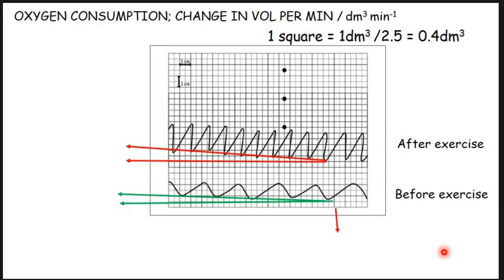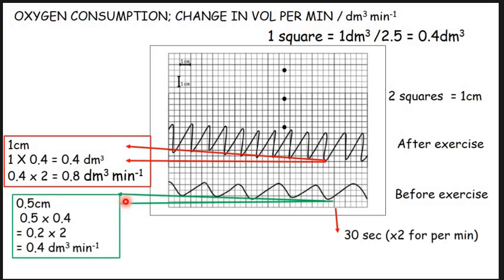After exercise, before exercise, so oxygen consumption here, start to finish. We're going to do it in 30 seconds because we know that line is roughly 30 seconds. It's not perfect, but it's roughly 30 seconds. So we put a ruler on, there's the start and there's the end. We draw a straight line, then we measure off here and do the same thing here. Okay, 2 squares equals 1 centimetre.